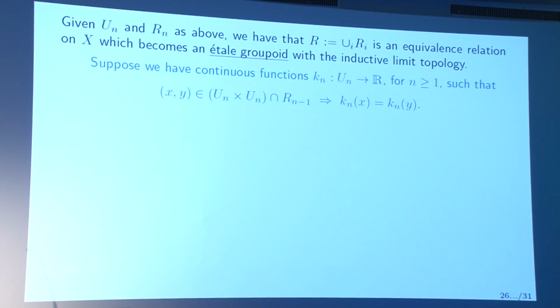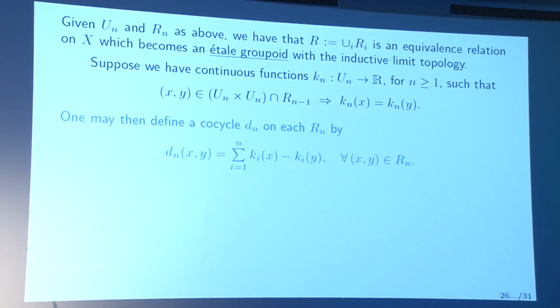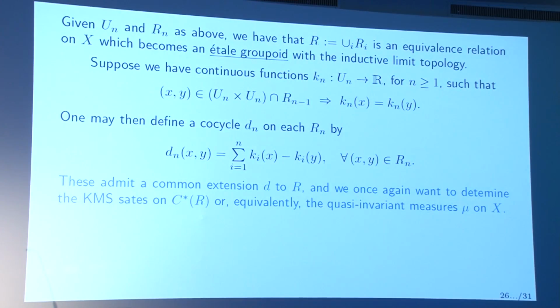In order to put a cocycle, we start with a sequence of potentials. Those are functions defined on the spaces Un for every n bigger than 1. There's an important axiom here saying that each Kn should be invariant under the previous equivalence relation Rn minus 1. Then you can define a cocycle using a similar formula, and these cocycles, which are defined on each Rn, admit a common extension to R.